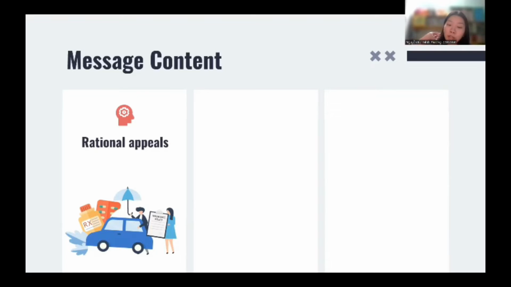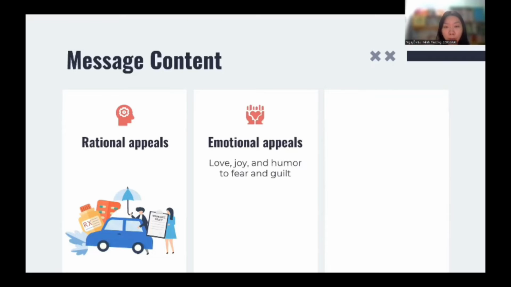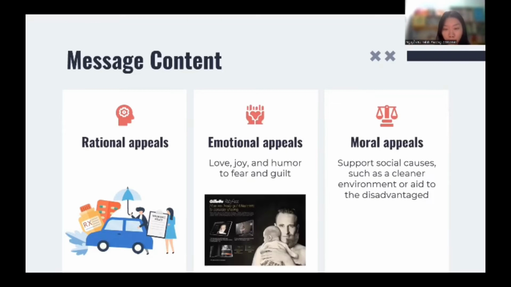Message content: the marketer has to figure out an appeal that will produce the desired response. There are 3 types of appeals: rational appeals, emotional appeals, and moral appeals. Rational appeals relate to the audience's self-interest. They show that the product will produce the desired benefits.